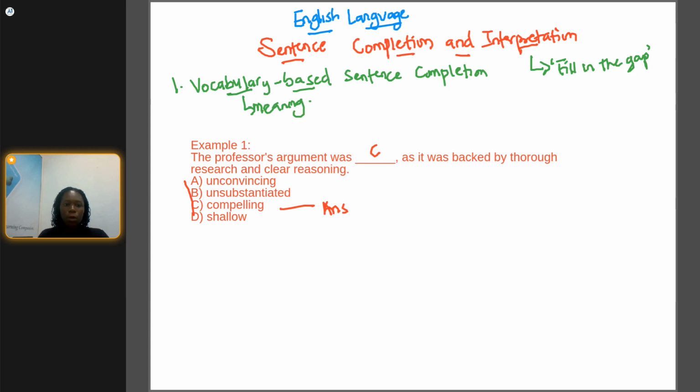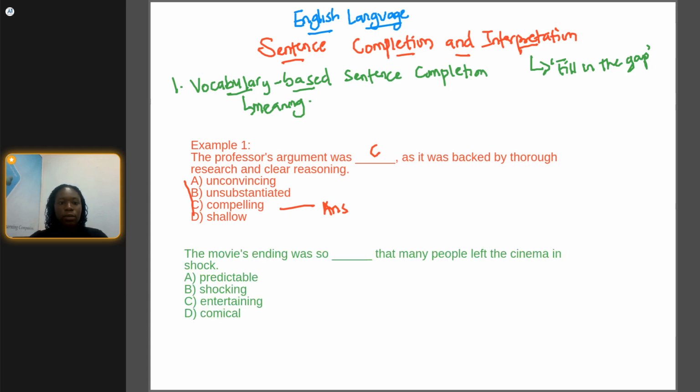All right, let's look at the second example under this point. This example says the movie's ending was so dash that many people left the cinema in shock. Let's have that on the board so that we can have access to it. This is example two under the first point. We are still looking at vocabulary-based sentence completion. The movie's ending was so dash that many people left the cinema in shock.